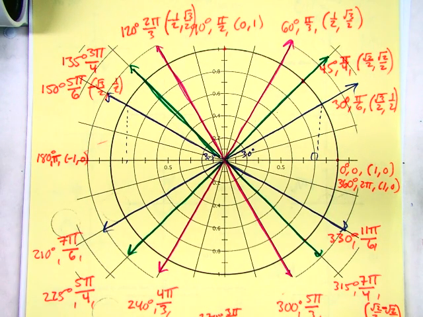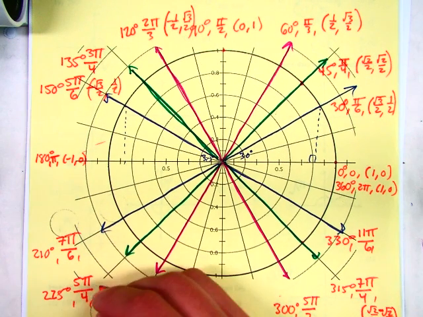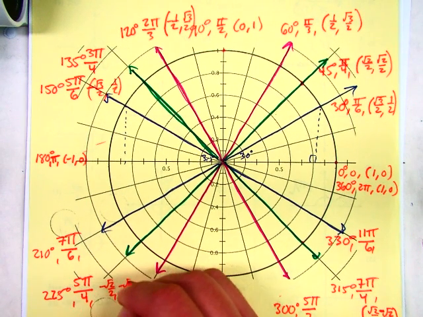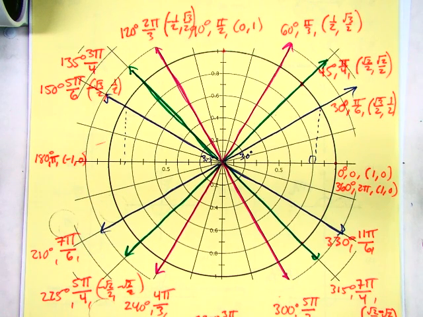Okay. So does that mean 225 degrees has negative root 2 over 2, negative root 2 over 2? Yeah, negative root 2 over 2, and then negative root 2 over 2. Yes, it's that easy. Everybody good? Justin, you good?